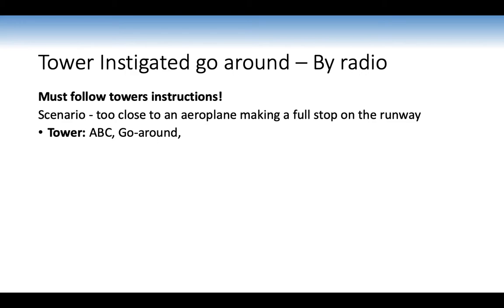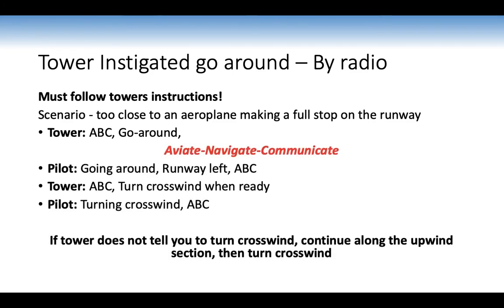So, a scenario: you're too close to an airplane making a full stop on the runway, so tower says, Alpha Bravo Charlie, go around. At that point, you aviate, navigate, communicate, and then once you've set the airplane up in the go around, you say, pilot going around runway left Alpha Bravo Charlie. Then tower says Alpha Bravo Charlie, turn crosswind ready, and since you've already got the airplane under control, you can reply straight away, turn crosswind Alpha Bravo Charlie. If tower does not tell you to turn crosswind, continue to the end of the upwind leg, then turn crosswind as well. And you must have active situation awareness and a good listening watch.